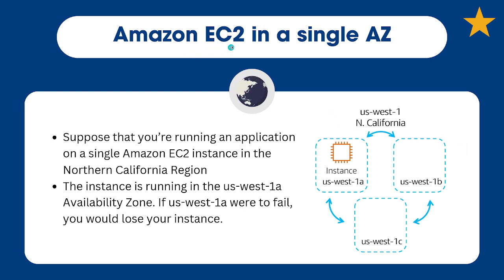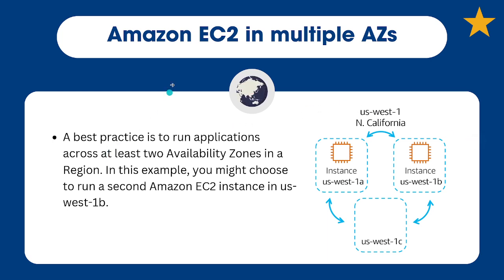All right, so Amazon EC2 in a single AZ. Let's take a look at this example. Suppose that you're running an app on a single Amazon EC2 instance in that US1 AWS region. The instance is running in the 1A AZ, or availability zone. If 1A were to fail, you would lose your instance, so there'd be an interruption in your service. However, if it's available in multiple AZs, in this example at least 2 AZs, you might choose to run your Amazon EC2 instance in both 1A and 1B, to satisfy those 2 AZs.